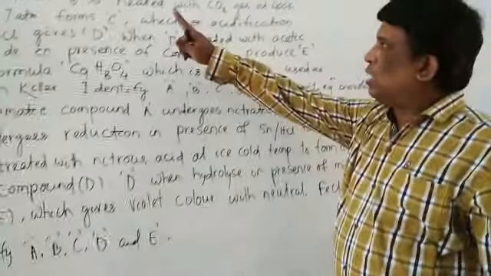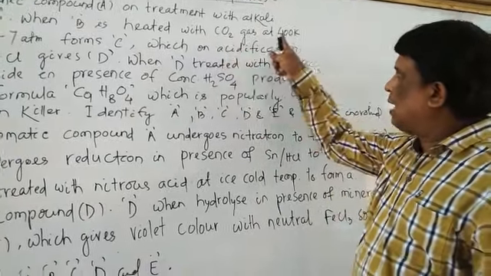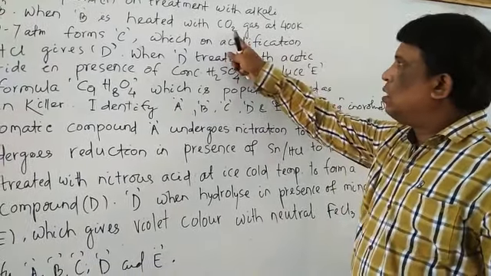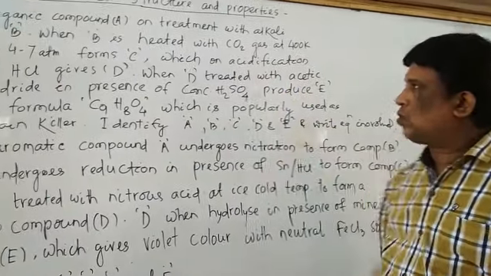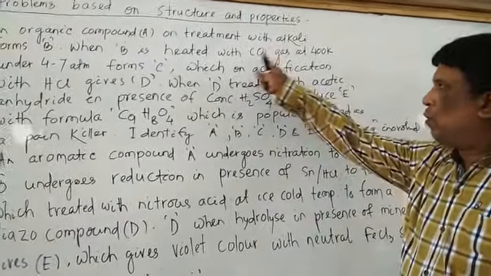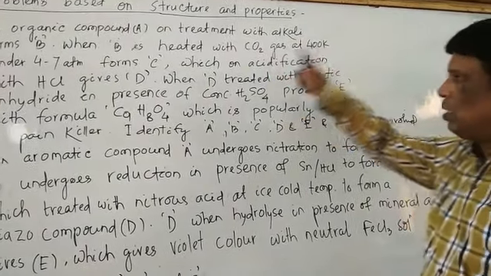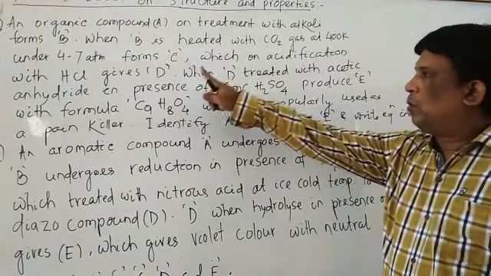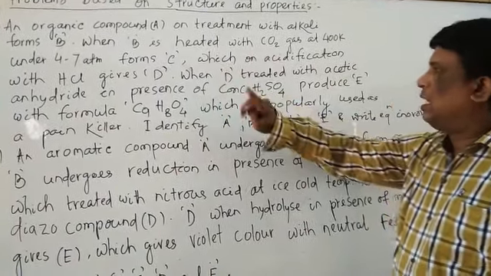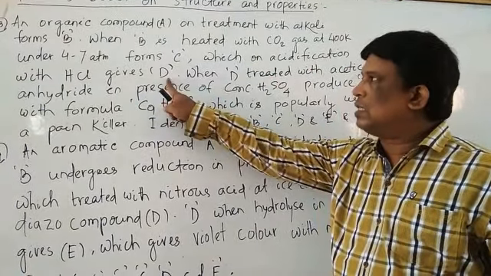When organic compound A is treated with alkali, it forms B. B is heated with carbon dioxide gas at 400 Kelvin. From this statement it is clear that it is Kolbe's synthesis. Kolbe's reaction means sodium phenoxide treated with carbon dioxide gas at 400 Kelvin under 4 to 7 atmospheric pressure. Sodium salicylate is formed, which on acidification with HCl gives salicylic acid.